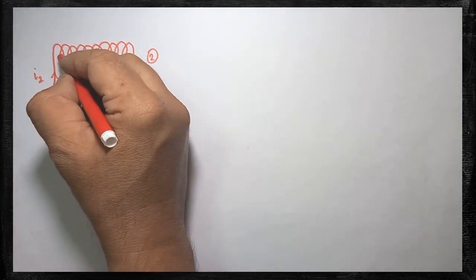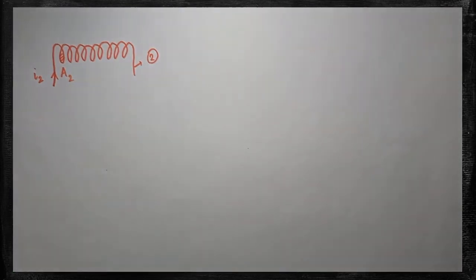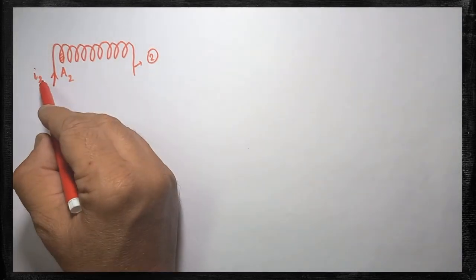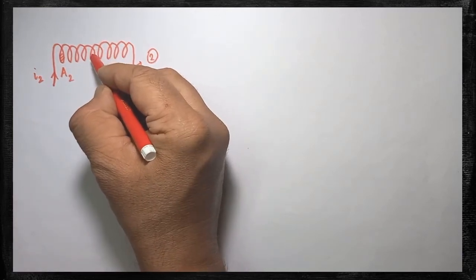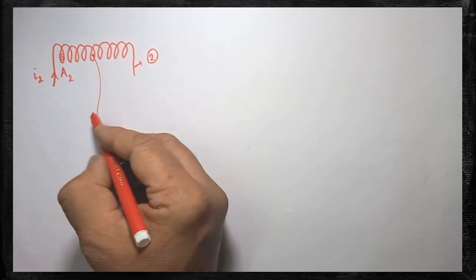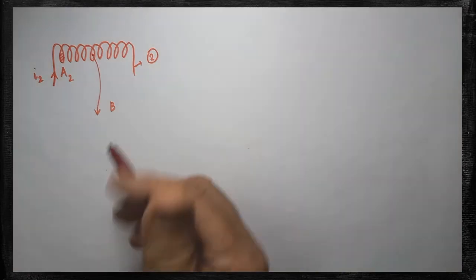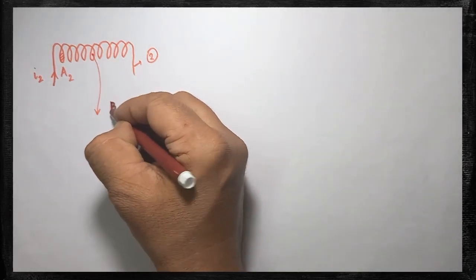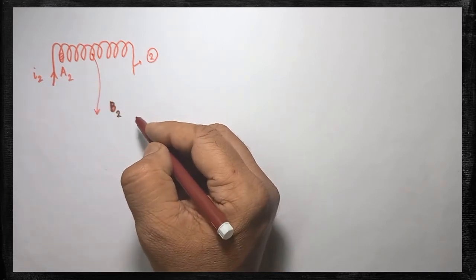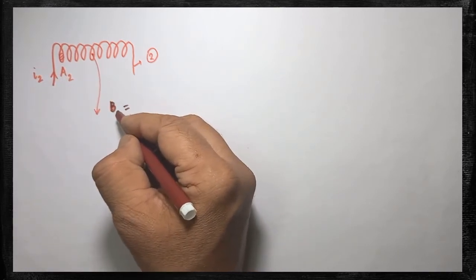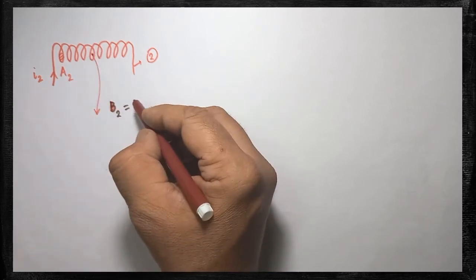The area of cross section of each turn of the coil is taken as A2. When I2 amount of current flows, a magnetic field is created at the center of the coil. The strength of the magnetic field can be written as B. B is the magnetic field created due to the current flow I2. Therefore, B2. Why is it called B2?